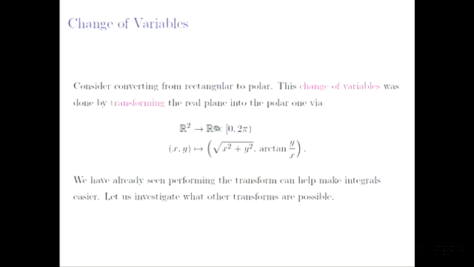So you give me the whole real plane, and I convert it into a system which takes reals and angles between 0 and 2 pi. This is a symbol that means maps to. So R2 goes to r by 0 to 2 pi, from the real plane to polar. And that pair xy maps to the pair square root x squared plus y squared, arc tan y over x. And this was our Cartesian to polar conversion. You give me a point on the real plane, I'll give you its equivalent representation in polar. You've already seen performing the transformation can help make integrals easier. Let's investigate what other transforms are possible.